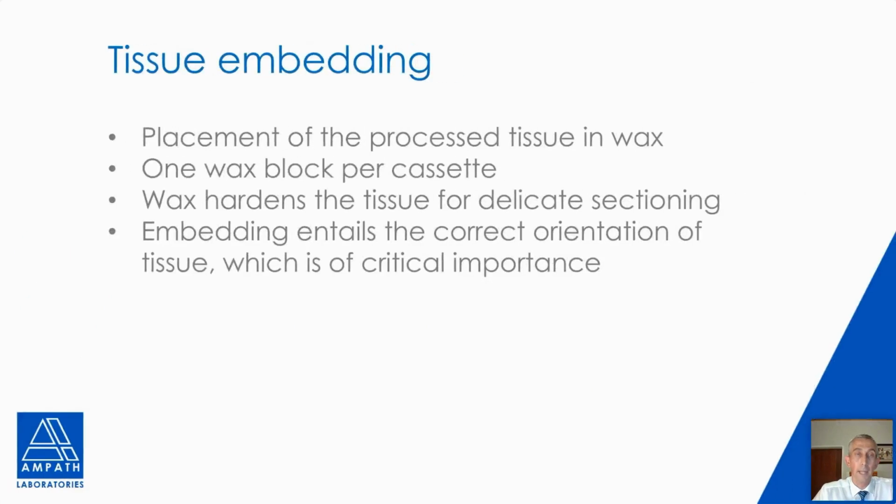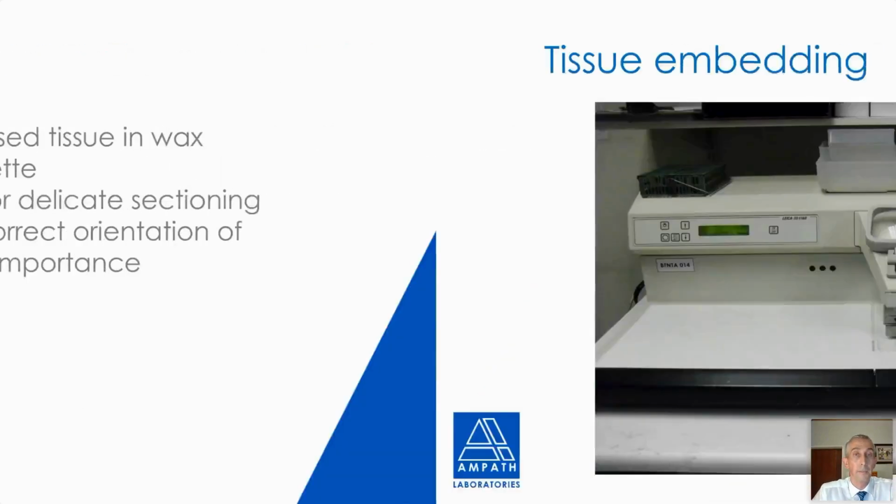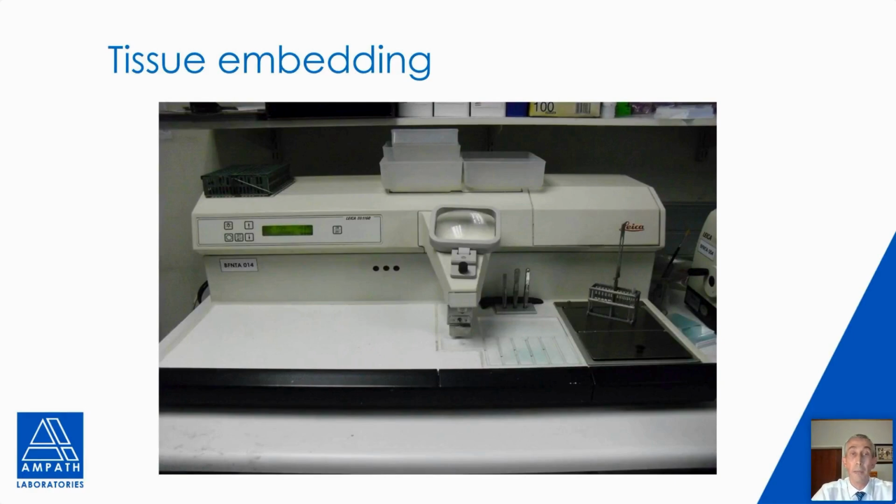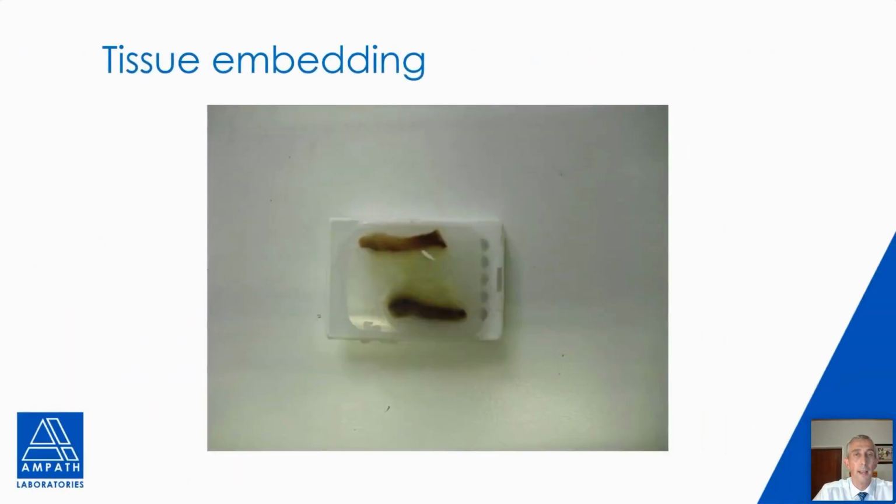All right. Now, following tissue processing, we move to tissue embedding. This happens the following morning. So this involves placement of the processed tissue in a wax mold. Wax hardens the tissue for delicate sectioning. The importance of embedding relates to the correct orientation of tissue. And I will illustrate this as follows. This is just an image of our embedding machine. On the left is the cold plate, and in the center is the nozzle through which the molten wax comes out. And this is the wax mold with a section of tissue in it, fixed to the histologic cassette in the background.